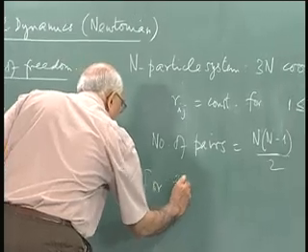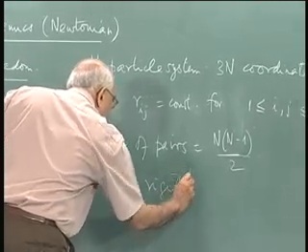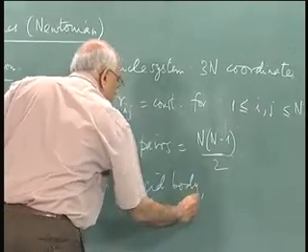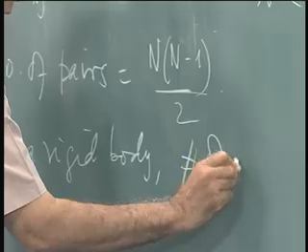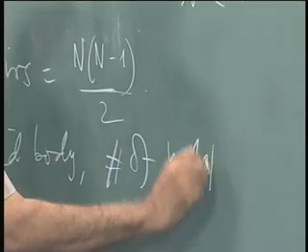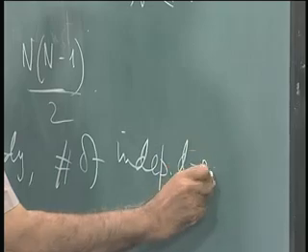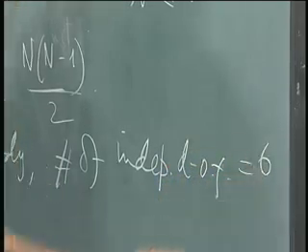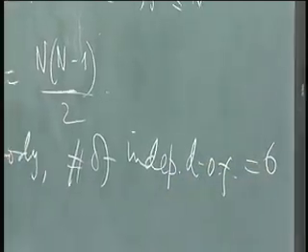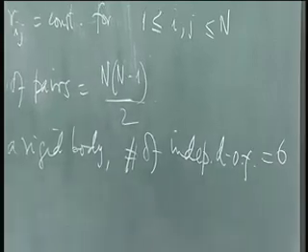For a rigid body, the number of independent degrees of freedom is equal to 6 for any n. Is this clear? That you have just 6 degrees of freedom.